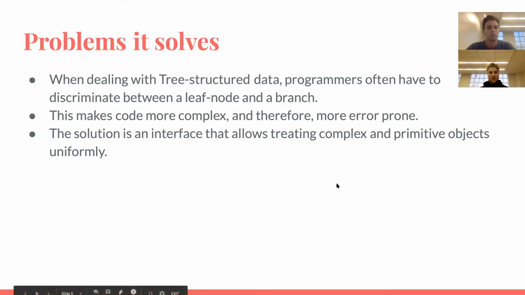So the problem that this pattern solves: when you're dealing with a tree-structured set of data, programmers often have to discriminate between a leaf node and a branch. This makes code a lot more complex and therefore more error prone. The solution to this problem is an interface that allows treating complex and primitive objects uniformly.